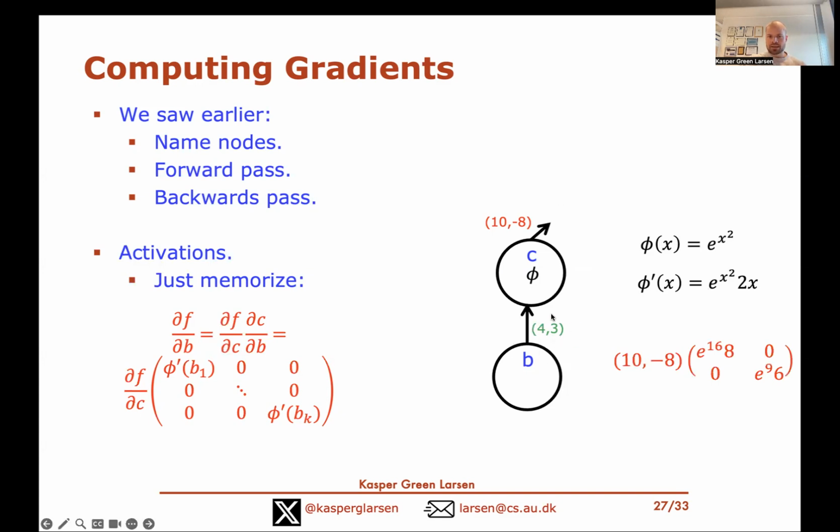And what we can do now is, if we want to compute what should be on this edge during backpropagation, the formula says take whatever you have from above, 10, -8, multiplying it with a diagonal matrix, where we just need to feed in 4 in this derivative. So e to the 4 squared, that's e to the 16th, times 2 times 4, that's 8. And similarly here, we feed in 3. So we get e to the 3 squared, that's e to the 9, times 2 times 3, that's a 6. And this is all we're doing.